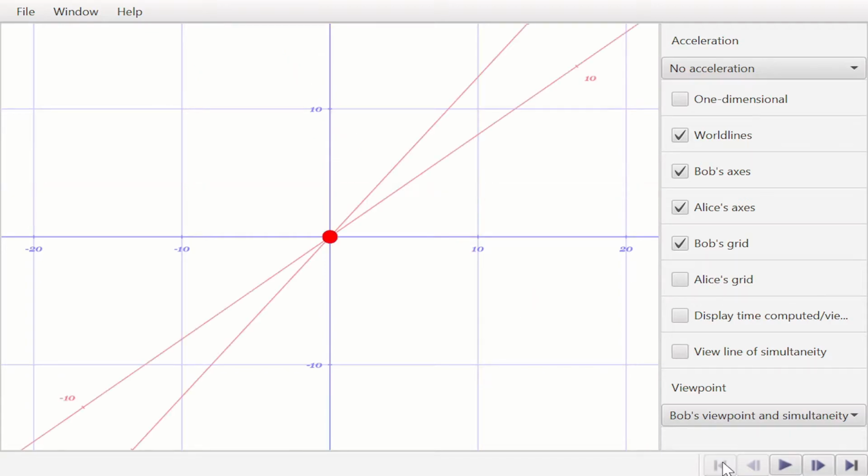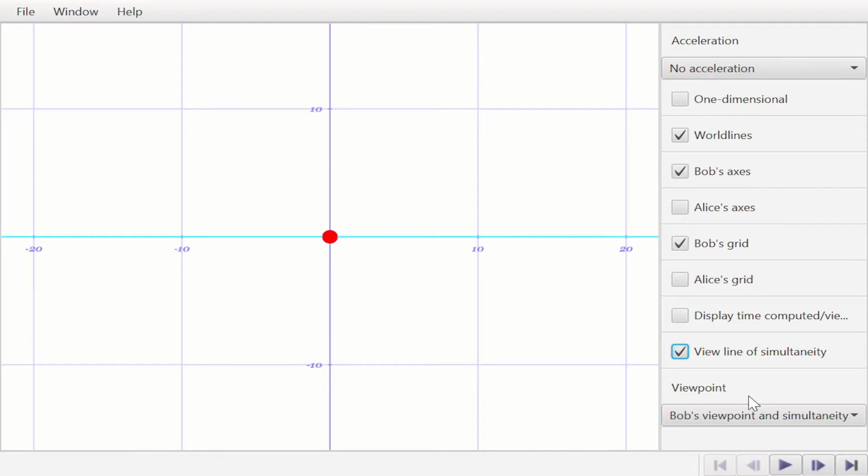Now, let's go back to the beginning. Let's turn off her axes for the moment, and we'll draw the line of simultaneity. So line of simultaneity is the set of all points in space that have the same time coordinate as some particular observer from that observer's point of view. So let's run this from Bob's viewpoint. And so the cyan line shows what Bob considers to be simultaneous events.